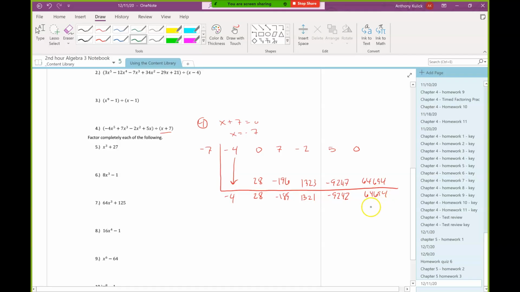So messy one here. So my remainder, constant term, my x coefficient, my x squared, and x to the fourth coefficient. So the way I'll write my final answer, -4x to the fourth, 28x to the third, -89x squared, 1321x, -9,242 plus my remainder over my divisor.